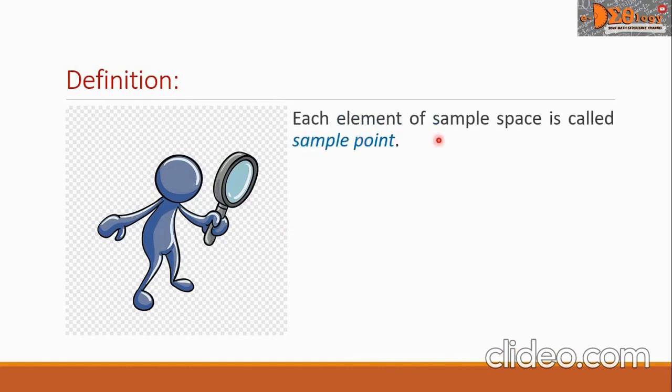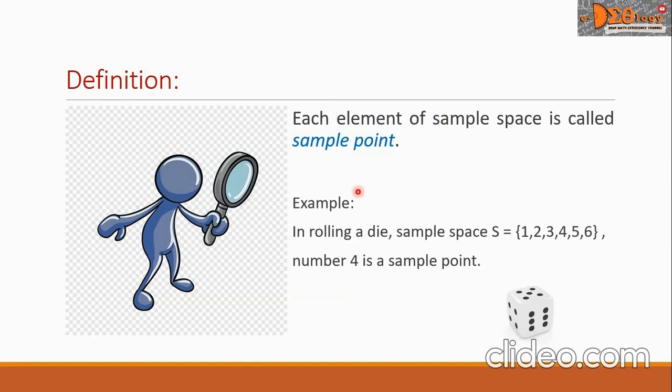Each element of the sample space is called a sample point. Example, in rolling a die, sample space S equals 1, 2, 3, 4, 5, and 6. The number 4 is a sample point.